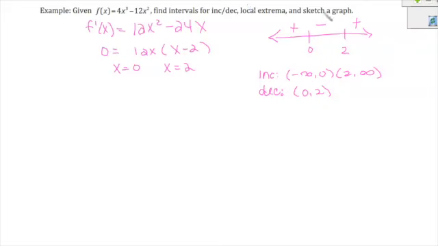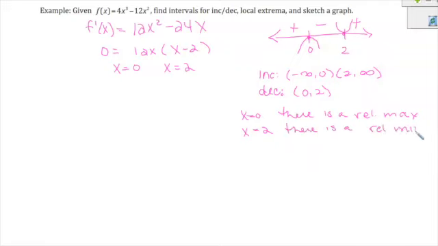I did that. Now the local extrema. So here I go from increasing to decreasing, so at x equals 0 we have a relative max. And then at x equals 2, the opposite happens, right? We go from decreasing to increasing. We have a relative min.